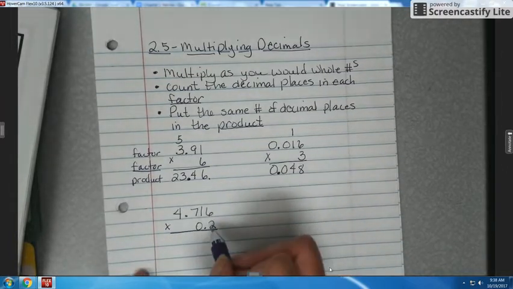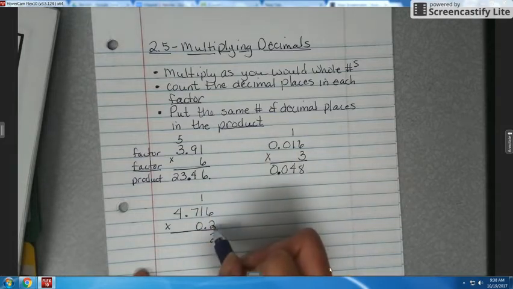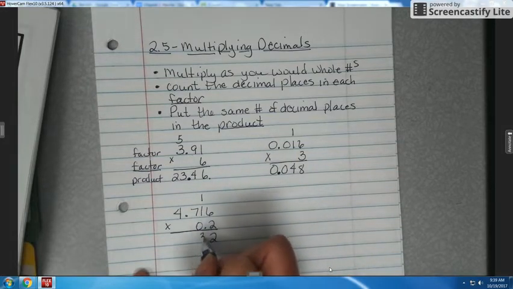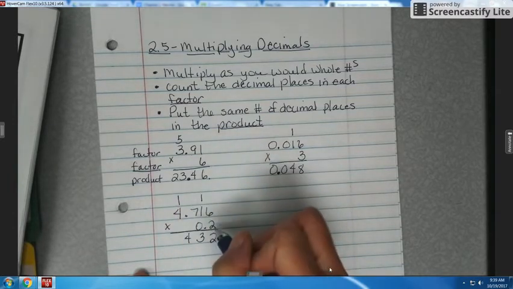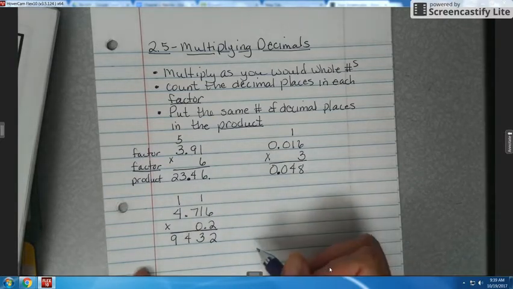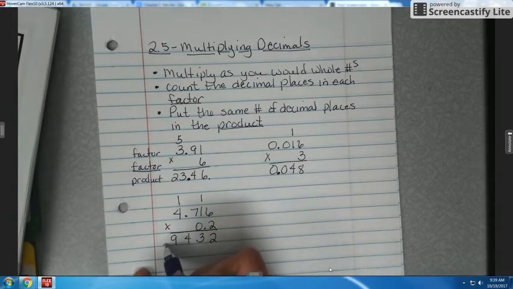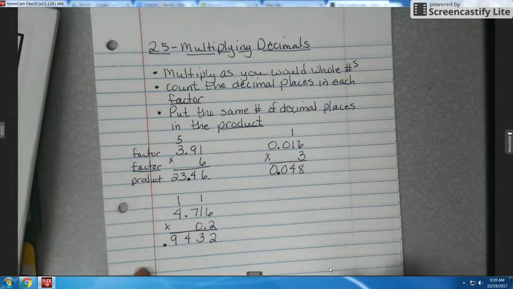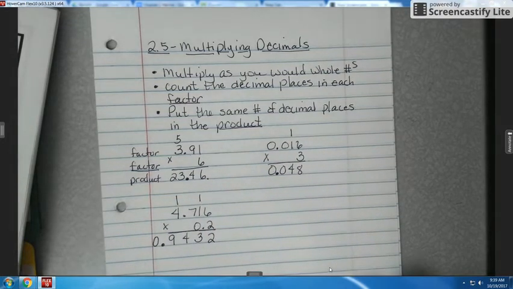Okay, so let's start multiplying. 6 times 2 is 12. Regroup. This is 2 plus 1 is 3. 2 times 7 is 14. Regroup. And 2 times 4 is 8 plus 1 is 9. Now we know we're going to put in 1, 2, 3, 4 decimal places. If you'd like, you can put a 0 in the front, but it's not mandatory.